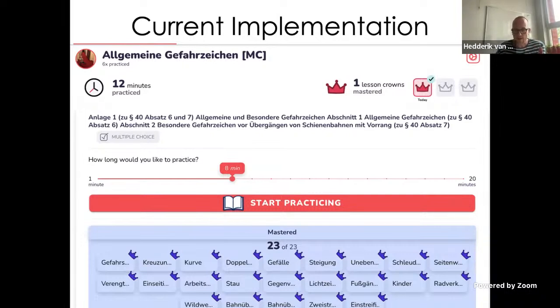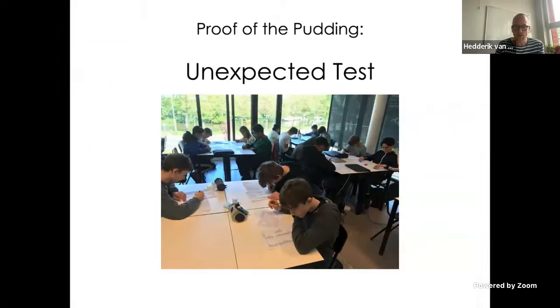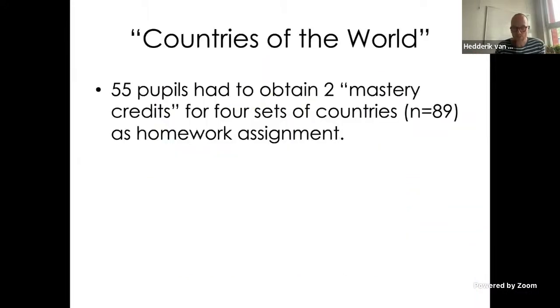But I truly like actually testing these things in true classroom settings. We scientists have many ideas that work amazingly in the lab, but not always that well in the real world. So what we did is ask a group of students to actually study toponyms. 55 pupils had to obtain 2 mastery credits, these crowns that I was talking about, for 4 sets of countries, where they had to know the name of the country.